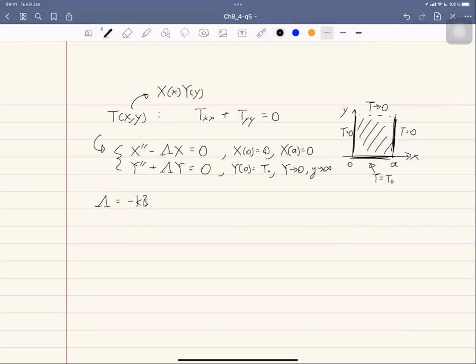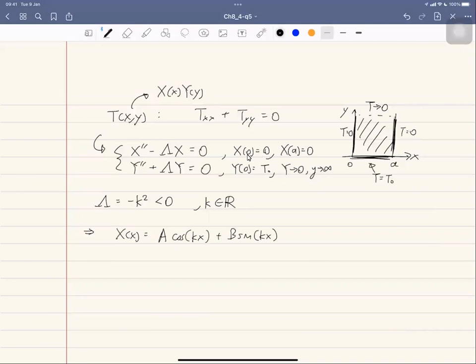And if we write it this way, this ensures this is less than 0, as long as k is any real number, as long as it's not imaginary. We can ensure that we get X double prime plus k squared X equals 0. So we have a simple harmonic equation, which gives us a solution like this: A cosine kx plus B sine kx. Now we can apply the boundary conditions over here.